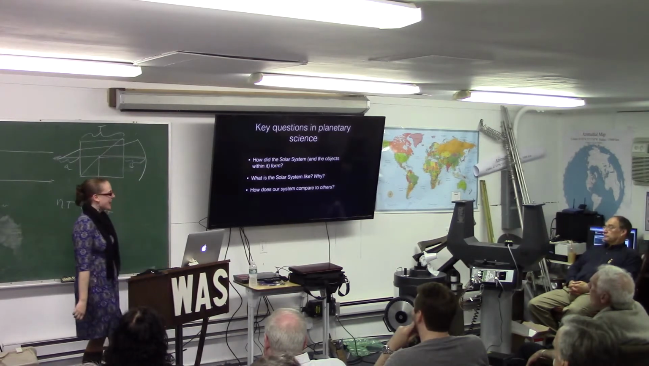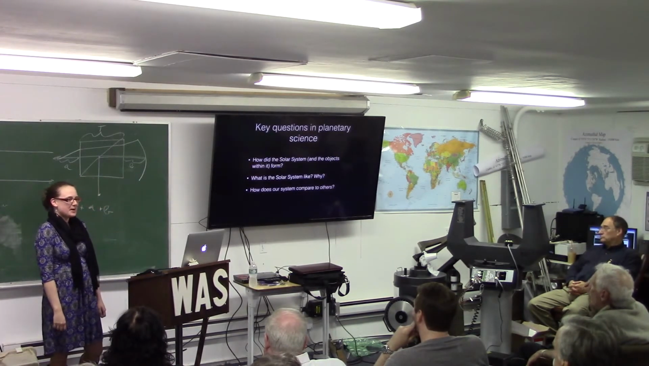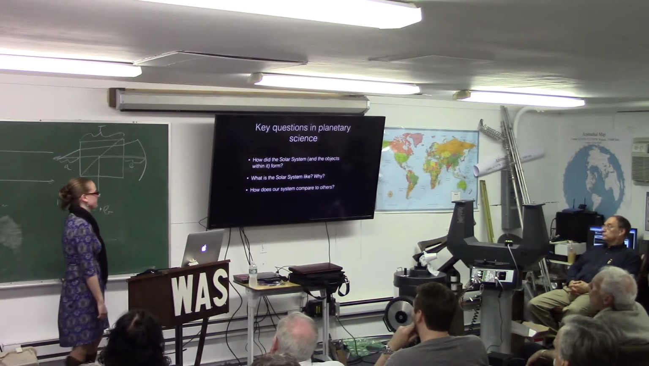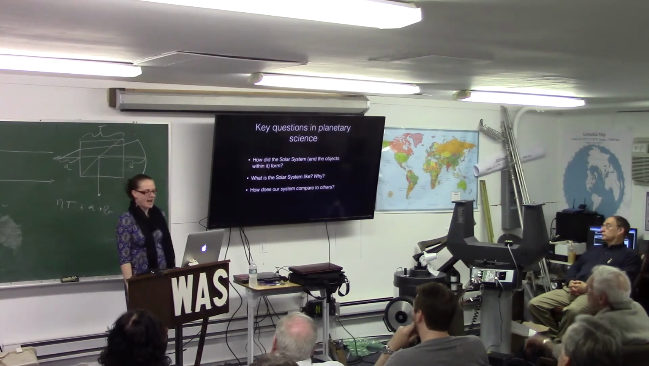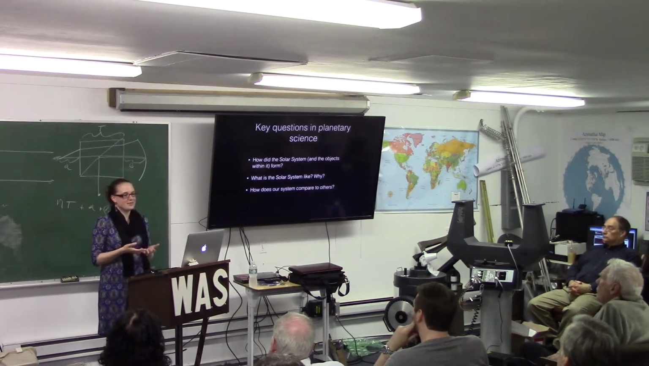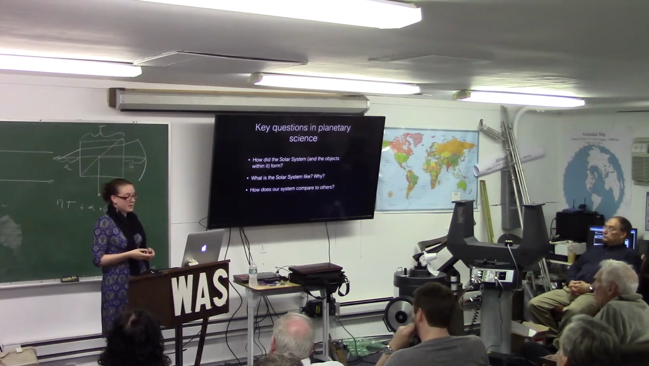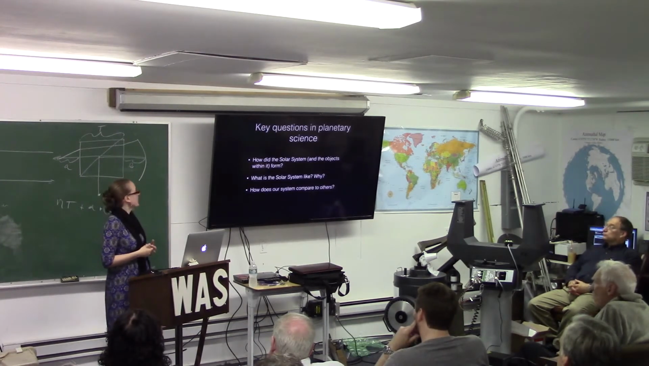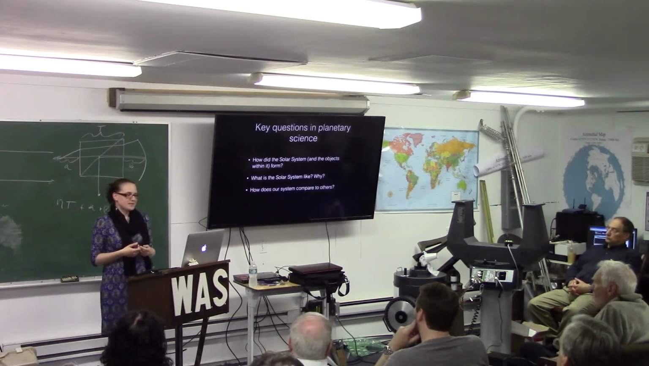So, as a planetary scientist, I think you can break down what we're interested in into three big picture questions. First, how did the solar system form? What are the processes that formed the solar system as a whole and everything in it, from the largest objects like the sun to the smallest piece of dust? We want to know how it formed. We also want to know what the solar system and everything within it is like, and why is it that way. And finally, we want to understand our solar system in context.